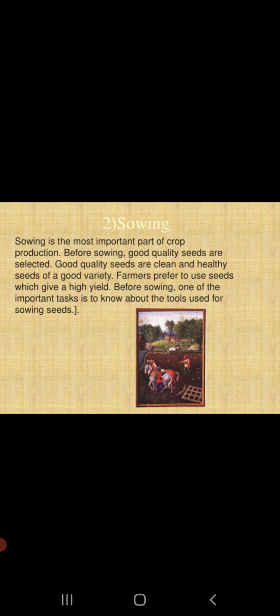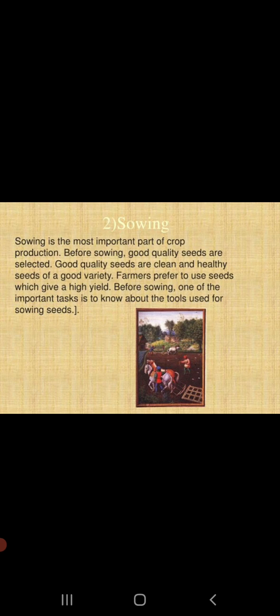If we sow the seeds deep in the soil, roots will not be able to respire. And if they are sown on the surface, the birds may feed on those seeds and will not allow them to grow properly. Right? So that's the reason we need to make sure that the seeds are sown at the correct depth in the soil.